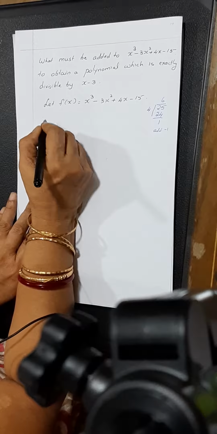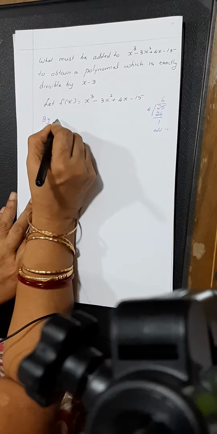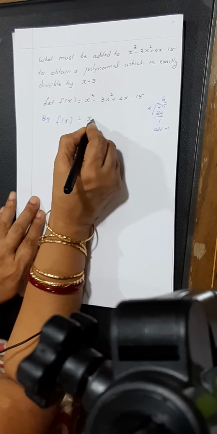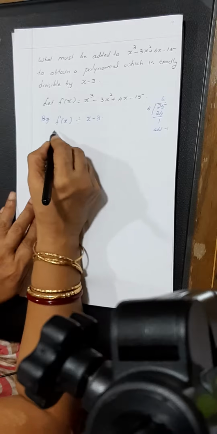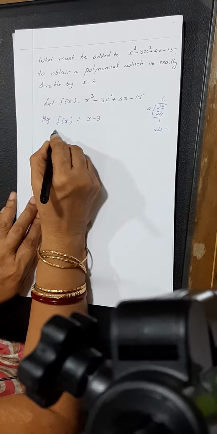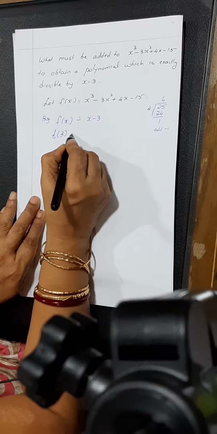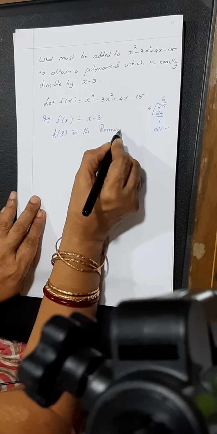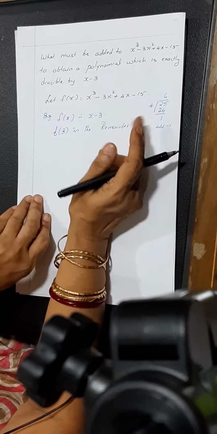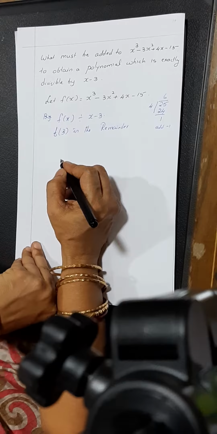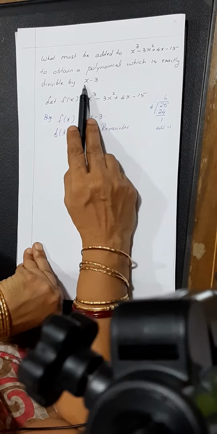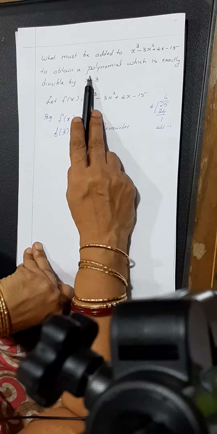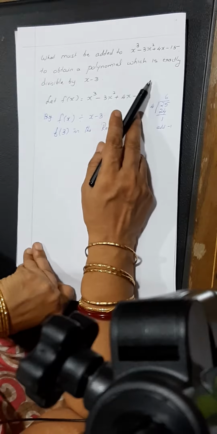So by remainder theorem, f of x is divided by x minus 3. So the remainder is f of 3. Find out the remainder and then add the additive inverse. So here it is divided by x minus 3. So this is a linear polynomial, that is, it is of degree 1. So your remainder will be a constant.